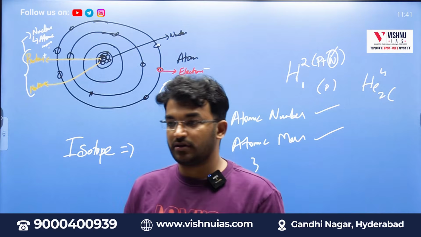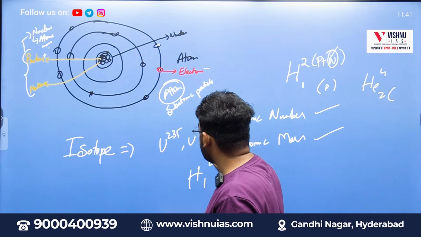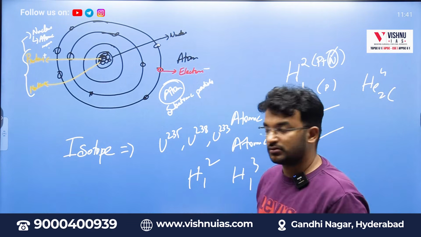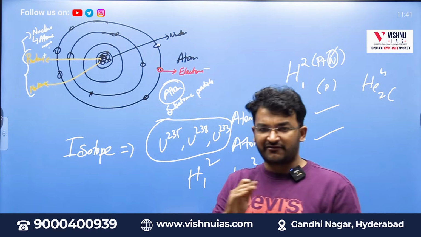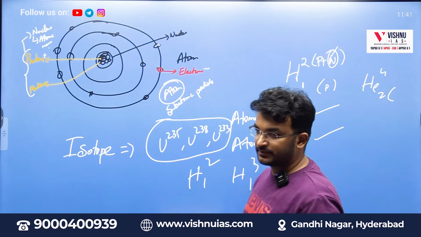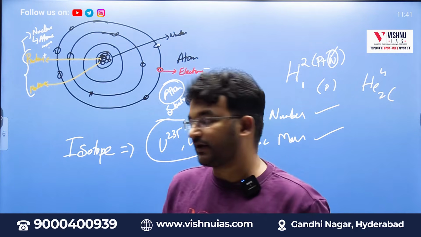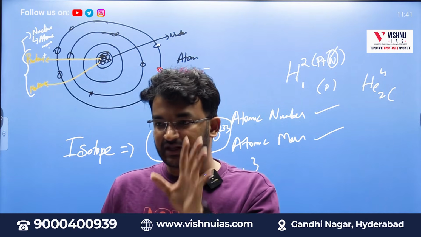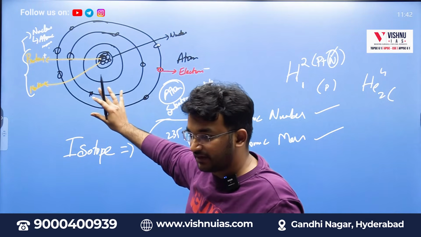Example, uranium 235, uranium 238, uranium 233. The number of protons will be 92 for all. Okay, uranium 235, uranium 233, uranium 238. Okay, fine. This is the basic you need to understand. Isotope means that, right?